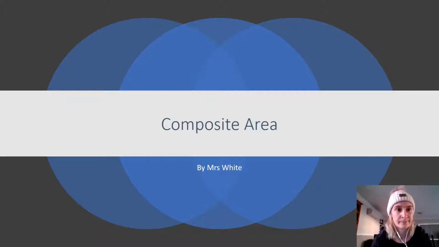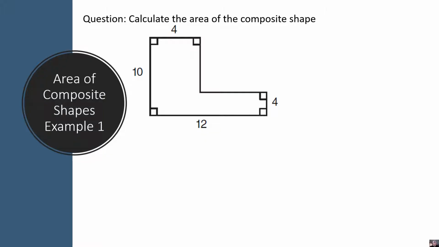Thanks, guys. A composite shape is made up of 2 or more simpler shapes. So here we have 2 rectangles. If we draw a line, I might draw it in red here, it will divide our shape up into 2 rectangles. Now we know how to find the area of a rectangle. We'll call the first rectangle area 1 and the second rectangle area 2.